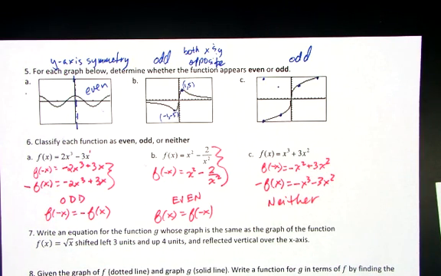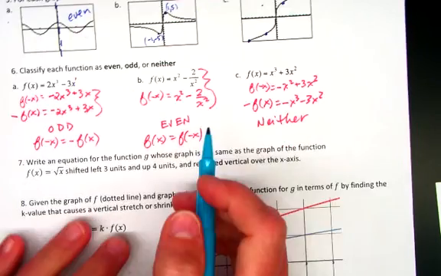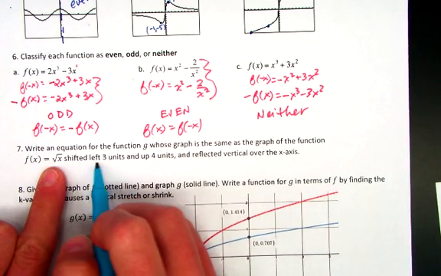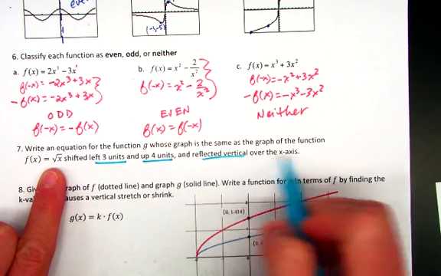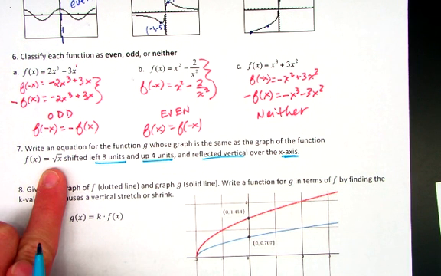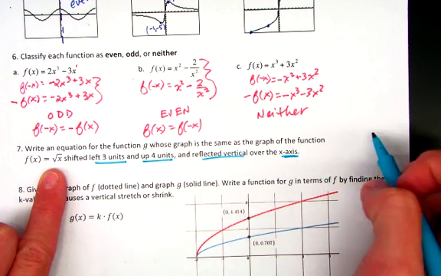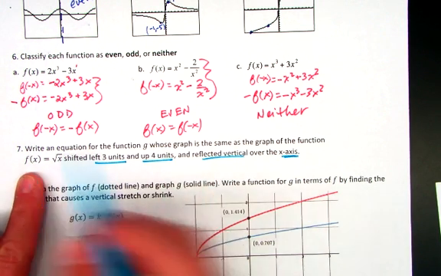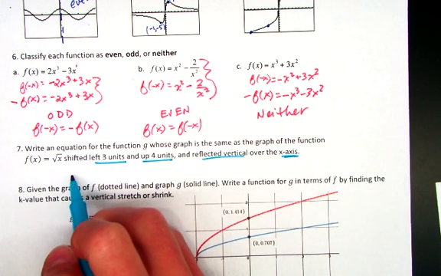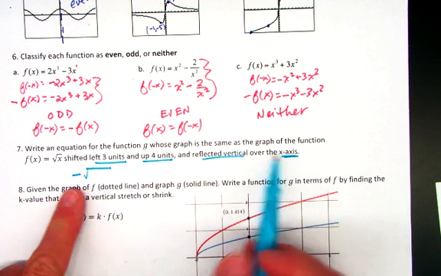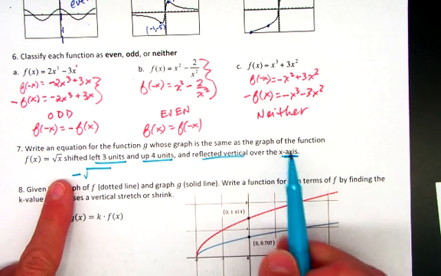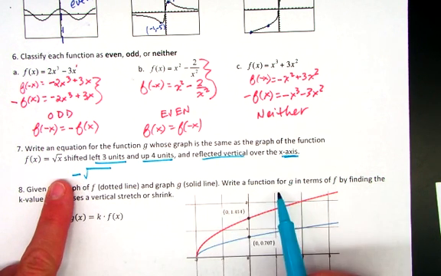For number 7, we want to take this function. We're going to shift it left 3 units, up 4 units, and we're going to reflect it vertically over the x-axis. Now, if it's reflected over the x-axis, then that means my function is going to be opposite of what it was. So I'm going to have the opposite of the square root. So that's going to change all my y values. So my positive y goes down to my negative y, or my negative y comes up to my positive y.